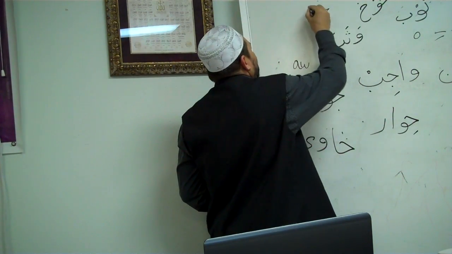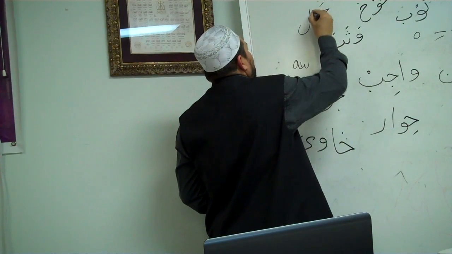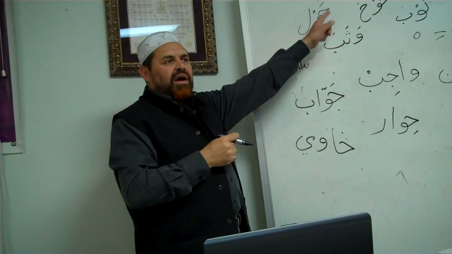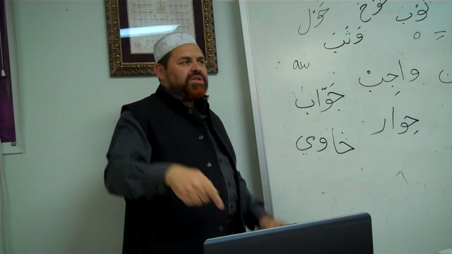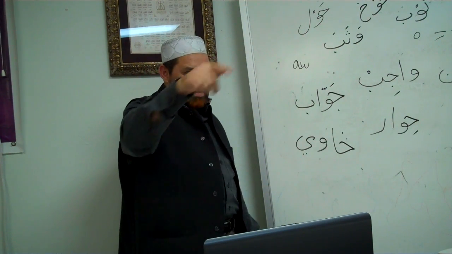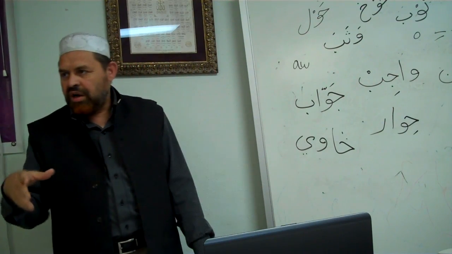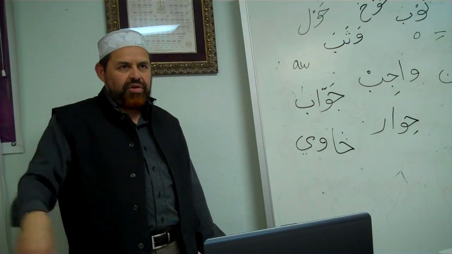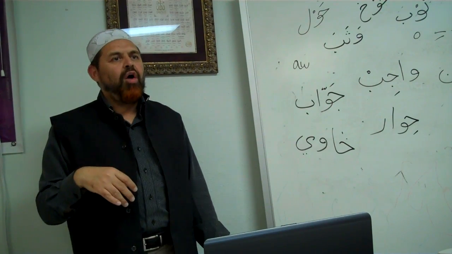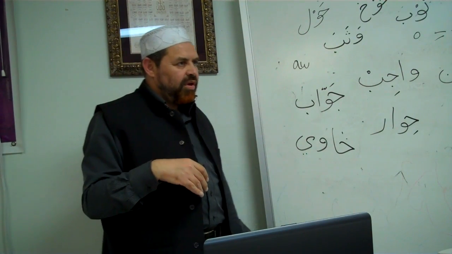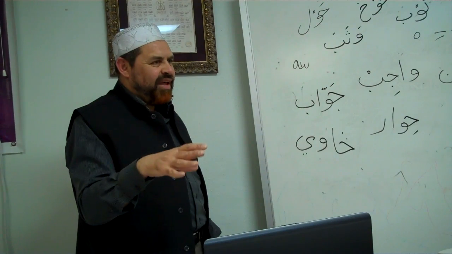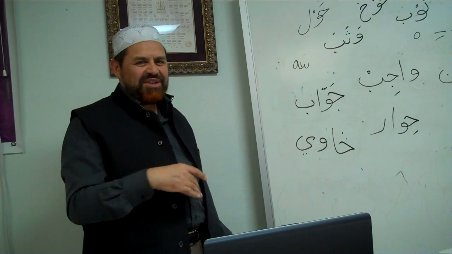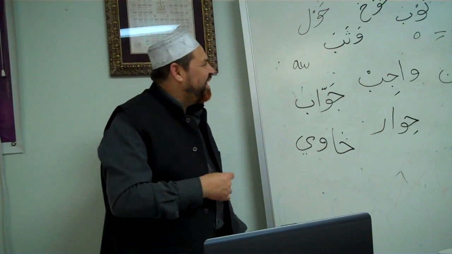And howl. So waw has a sukoon, and before that ha has the fatha. Howl means around. If you are sitting around the table, especially a round table, it's called howl. Howl al-ma'idah. Ma'idah is dining table. People are sitting around the dining table. Howl al-ma'idah. Okay.